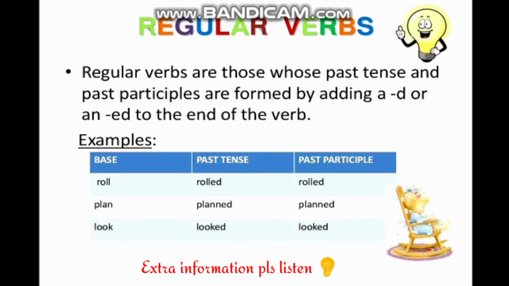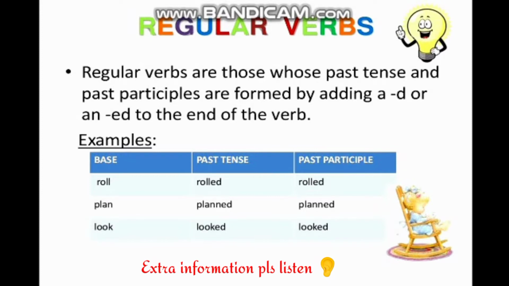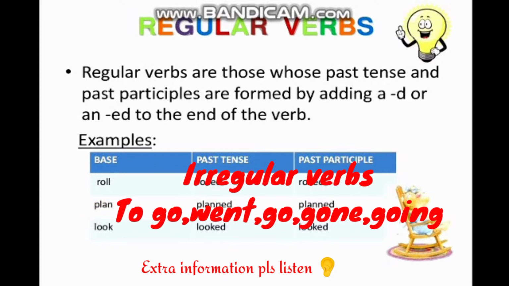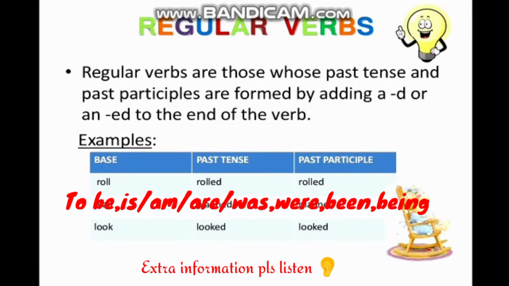For example, to cook: cook or cooks, cooked, cooked, and cooking. This is a regular verb, but you cannot do this with irregular verbs. To go, went, gone, and going. So these are irregular verbs. Another example, to be. Present is am, is, are, past is was, were, third form is been, and ing form is being.